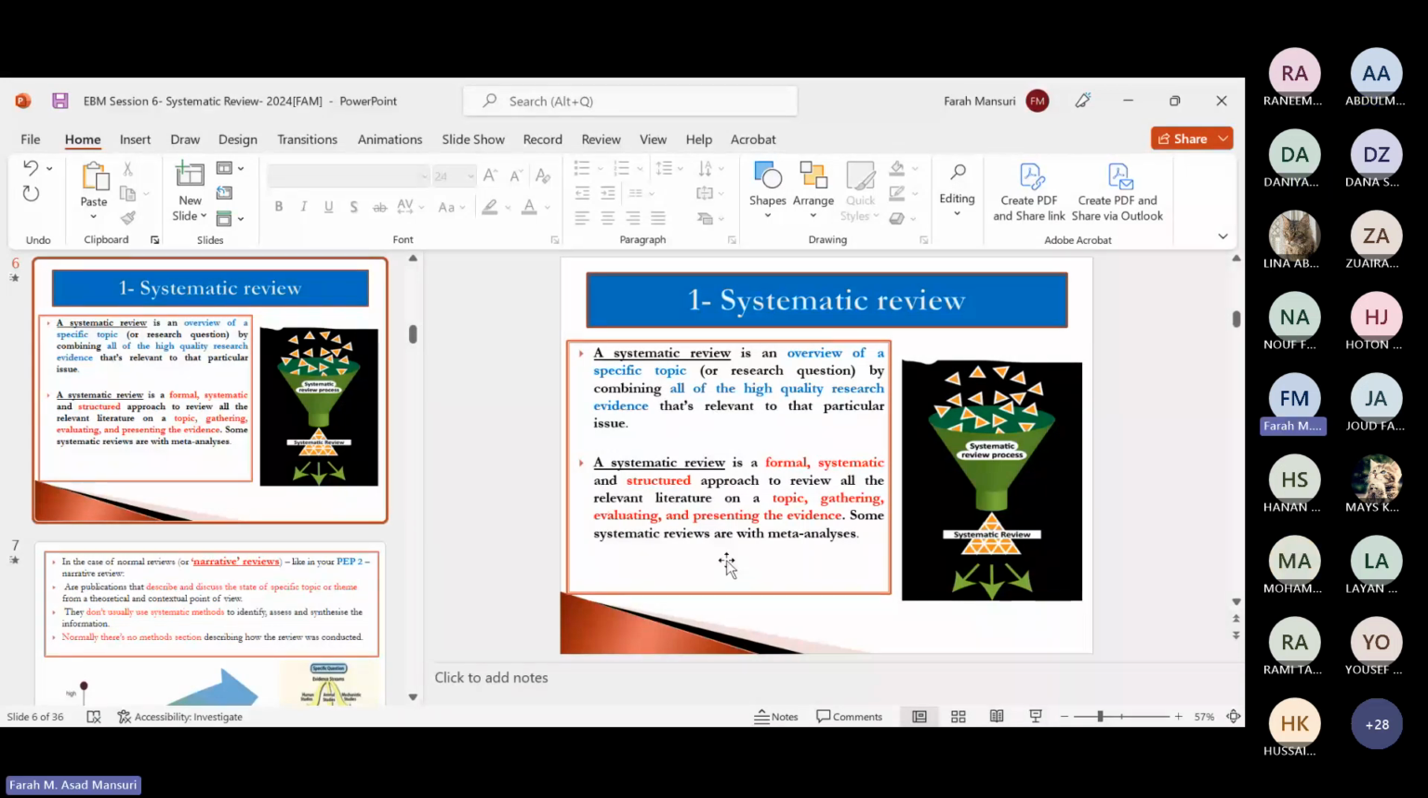Yes, Doctor. Okay. So that is why a systematic review is a formal, systematic, and structured approach to review all the relevant literature on a particular topic. We gather the information, evaluate it, and then we synthesize the evidence. The synthesis is done by application of meta-analyses.